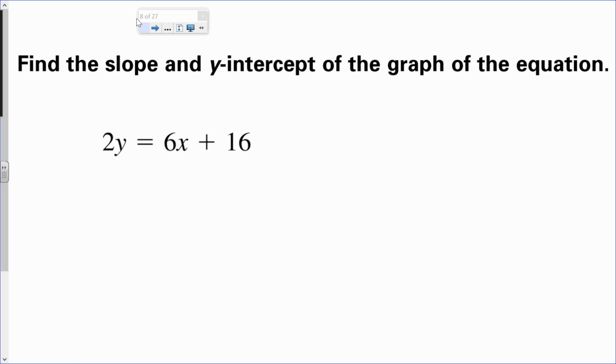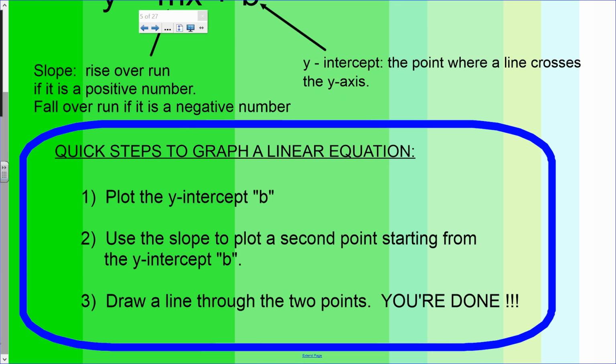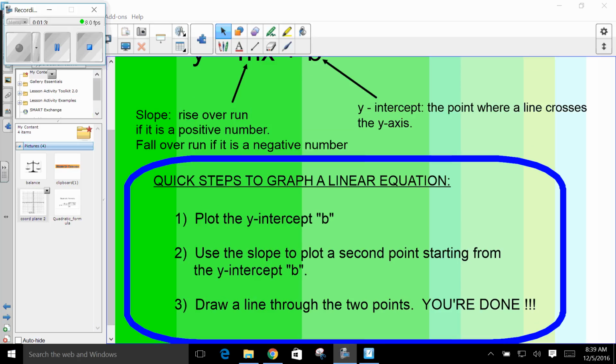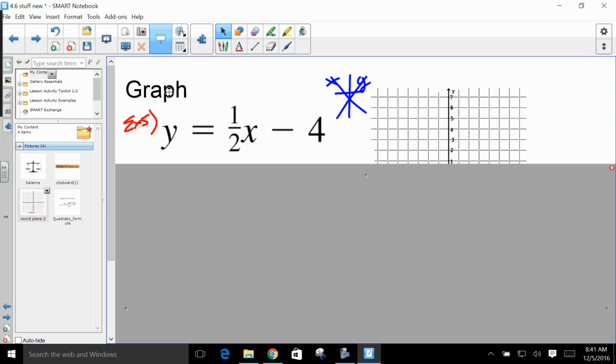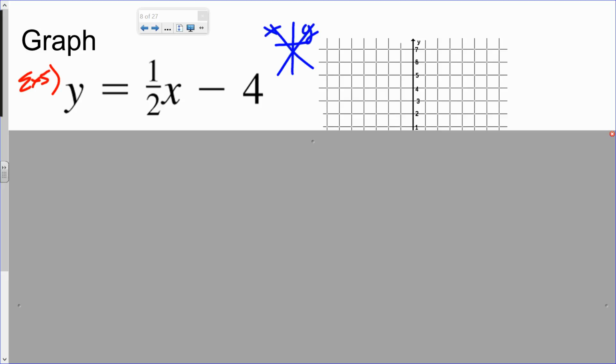Now, if you recall, on Thursday's notes, we did the 3 steps to graphing here. I trust you have those notes. If you don't have those, go ahead and copy them down. I'm going to give you 30 seconds to copy these 3 steps down. Okay, go ahead and copy that down. For those of you who did copy them down, let's try example 5. I have my graph paper here.